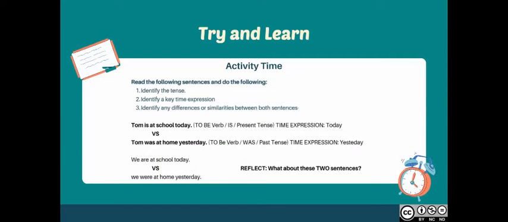You will see that the tenses are present and past simple. The time expression for the first sentence is the word today. For the second sentence, the key word is yesterday. Now, reflect about the two missing sentences. What can you see in both? You can pause this video to take some time to reflect on that.